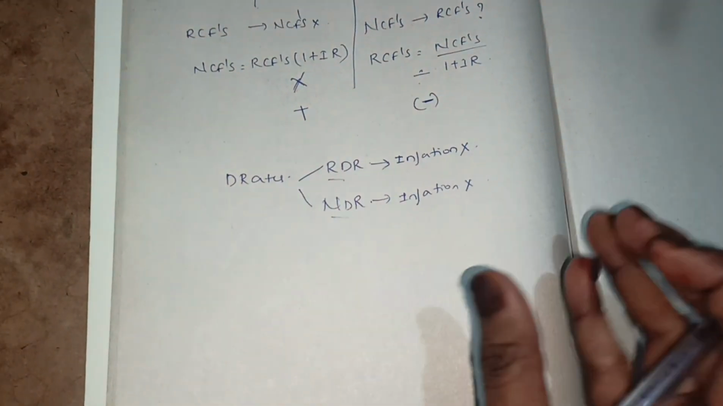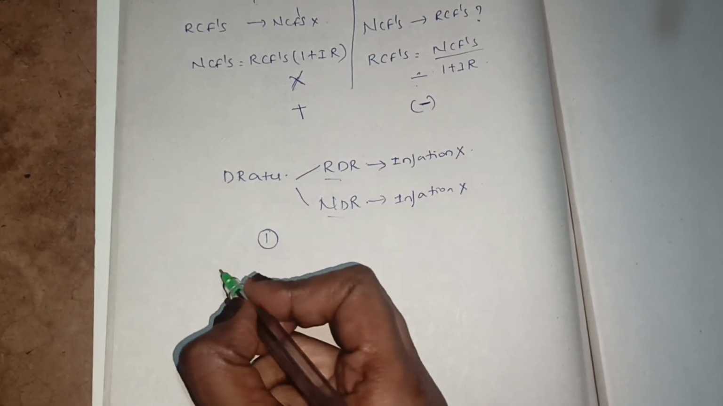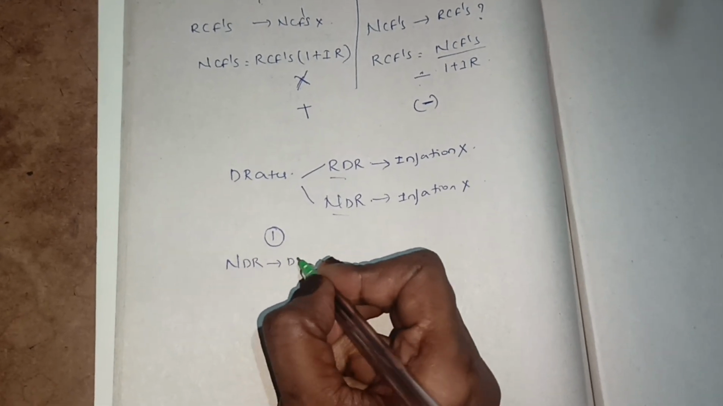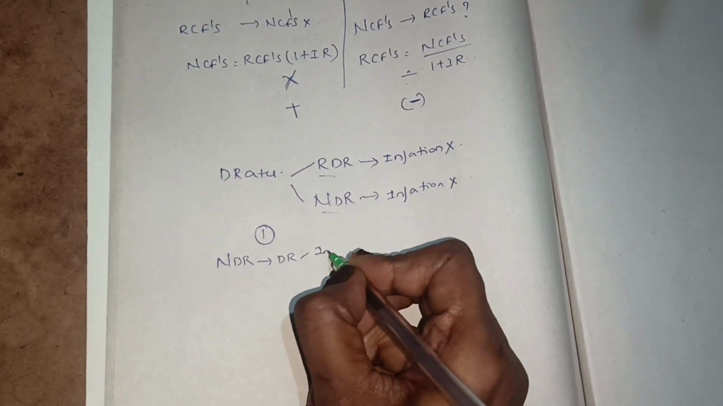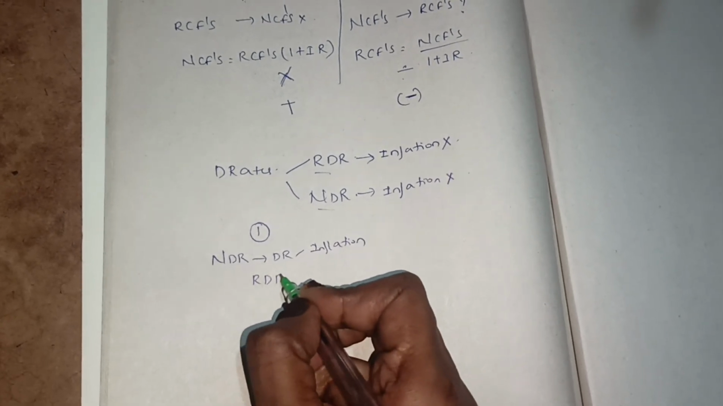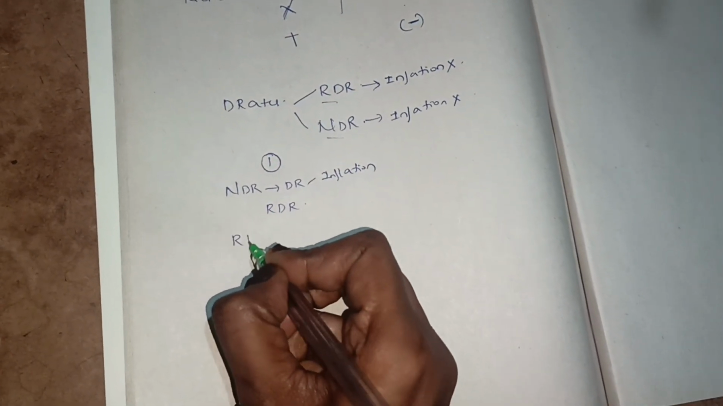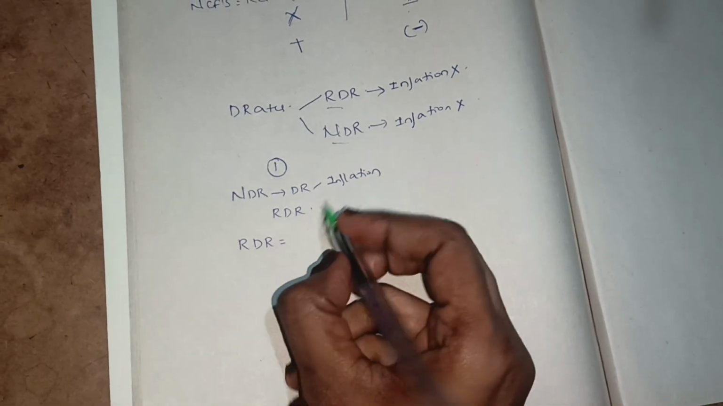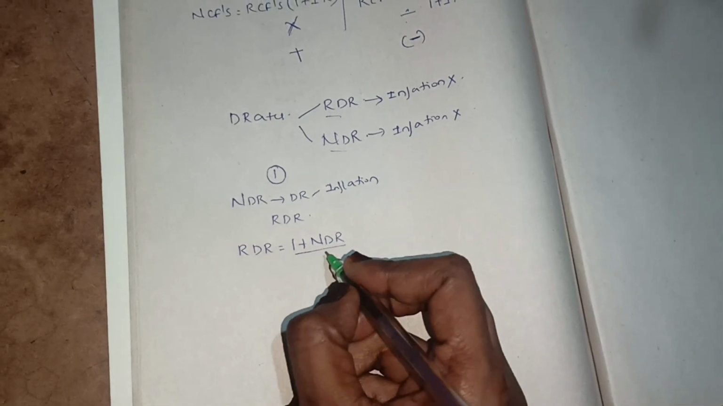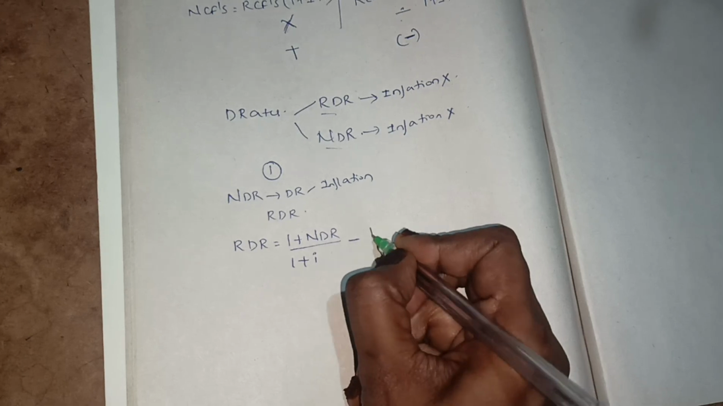Now let us assume two situations. In the first situation, they gave us nominal discounting rate. It means the discounting rate which includes inflation. And they are asking us to find real discounting rate. What is the formula to find real discounting rate? Real discounting rate is equal to 1 plus nominal discounting rate divided by 1 plus inflation, minus 1.